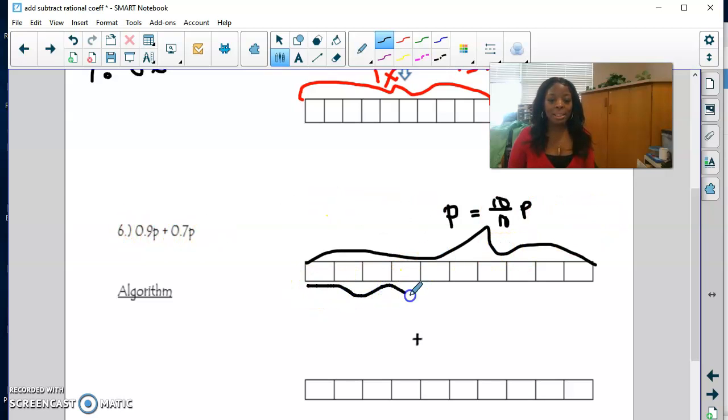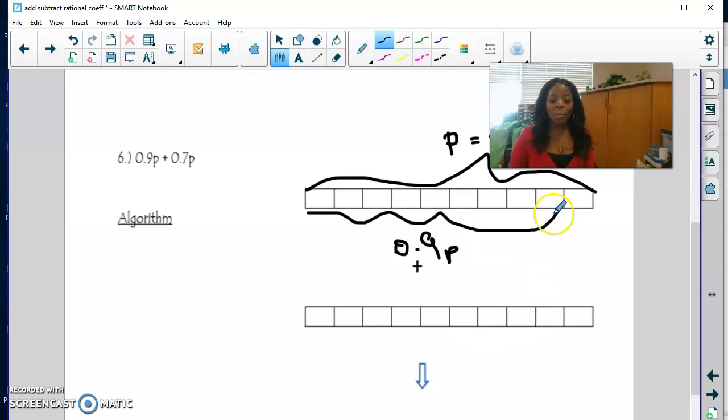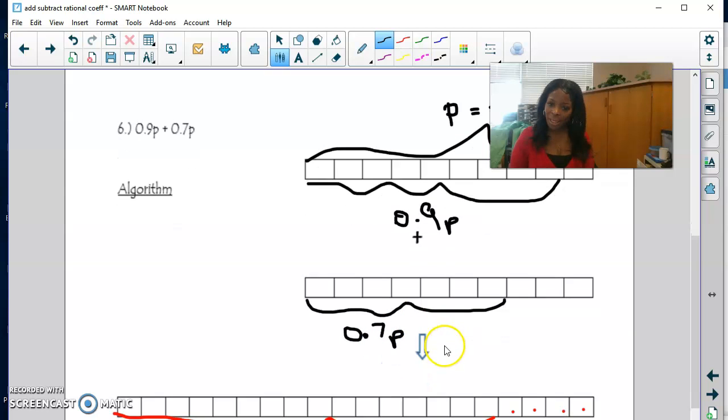So let's just denote 9 pieces of the bar p. And that will be 0.9p, okay? And we're going to add 7/10 p to that. So we only need 1 more tenth to have a whole bar. So when we add 7/10 to this, which will be here, we know that we are going to have 1 whole bar plus more, right?